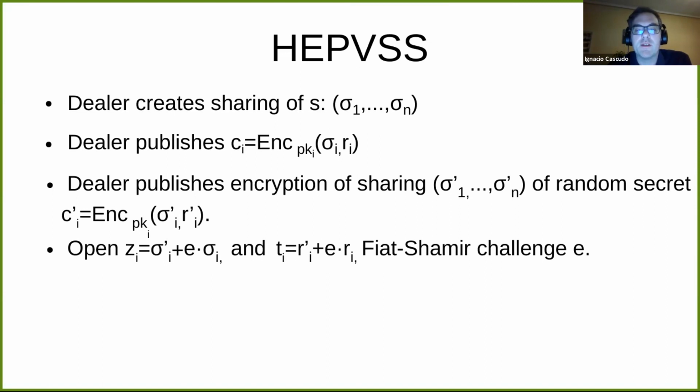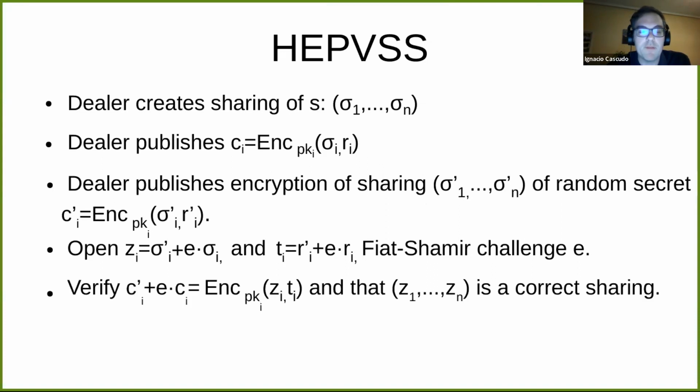and then we can essentially have a non-interactive zero knowledge proof by using just the standard trick of taking a challenge constructed from the public messages, and then opening a linear combination of the shares and the randomness. And then the verifier can check that the corresponding linear combination of the ciphertexts are actually the encryptions of these linear combinations that have been opened, and also that these values are a correct sharing in the same linear secret sharing scheme. So this would be just the publicly verifiable secret sharing.